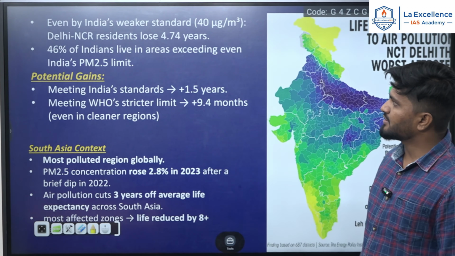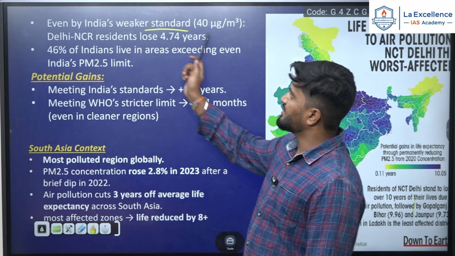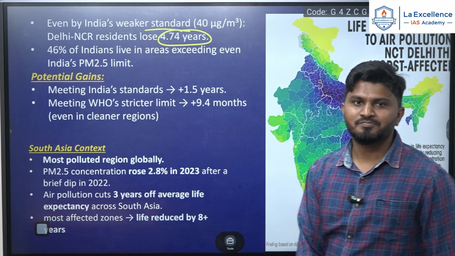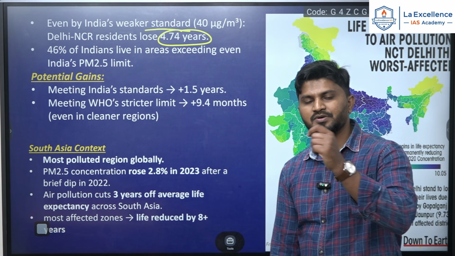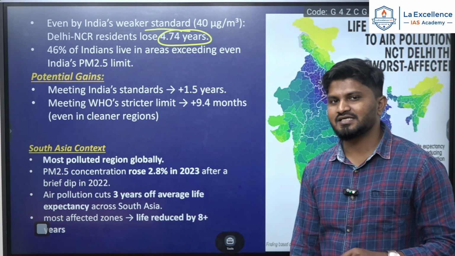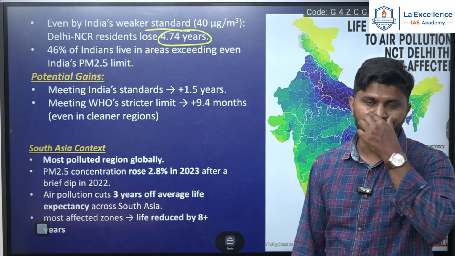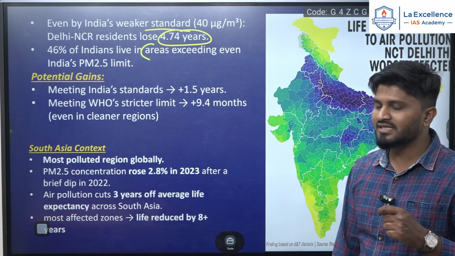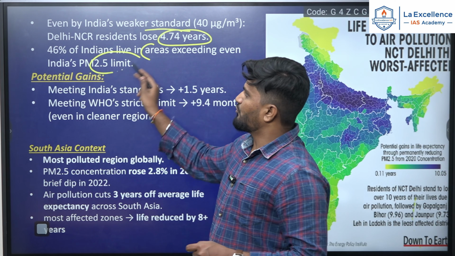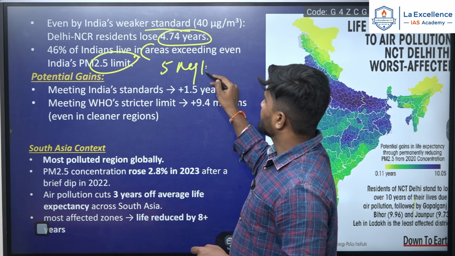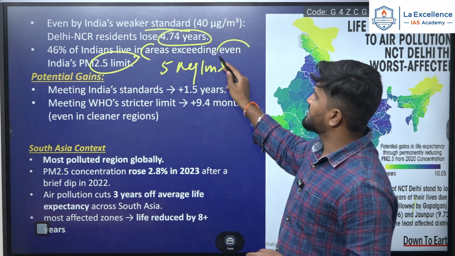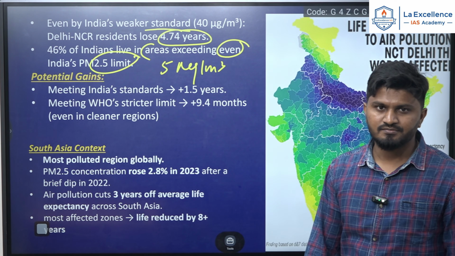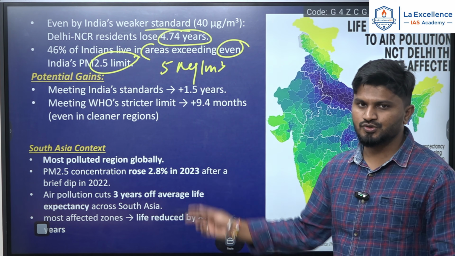Even in India's weaker standard, that is 40 microgram per meter cube, Delhi NCR residents still lose 4.74 years. Okay, forget about the WHO standard. Let us apply the Indian standard as well. Even if you apply Indian standards, you are still losing almost 5 years in the Delhi NCR region. And 46% of Indians live in areas exceeding even India's PM 2.5 limit. Forget about 5 microgram per meter cube. In India, we are exceeding 40 microgram per meter cube in almost 46% of Indian territories, so 46% of Indians are exposed to these threats.